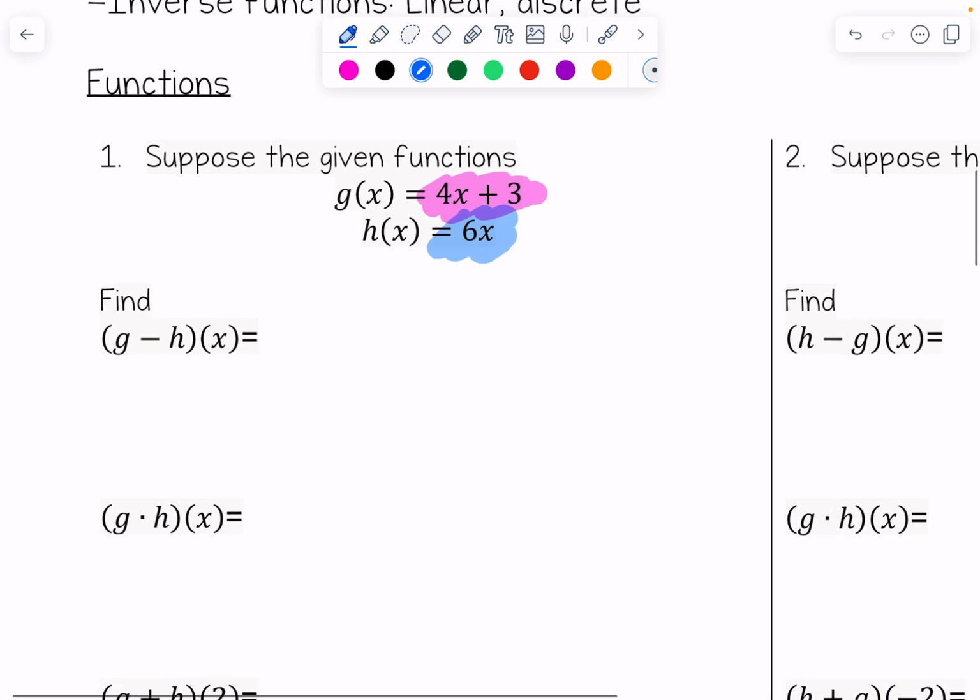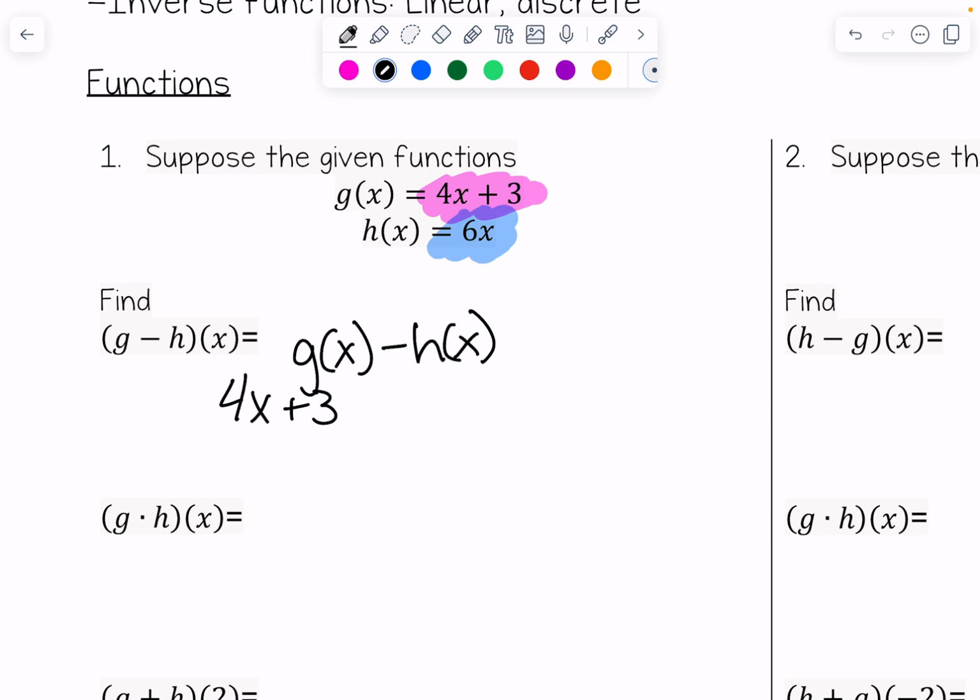So our first one: we're going to take g of x and we're going to minus h of x. Just put one right after the other. So we do 4x plus 3, that's g of x. Then we subtract away h of x, which is 6x. The two things that are alike are this and this, so I simplify by taking 4x minus 6x. That gives me negative 2x plus 3. So the merging of them through subtraction is just combining like terms.